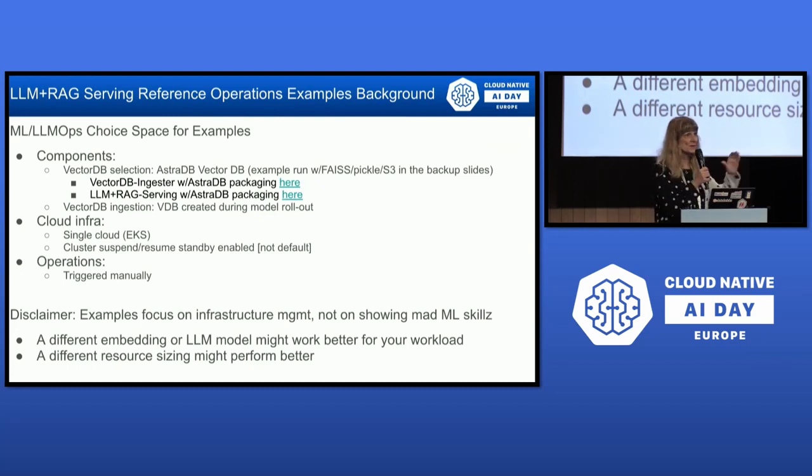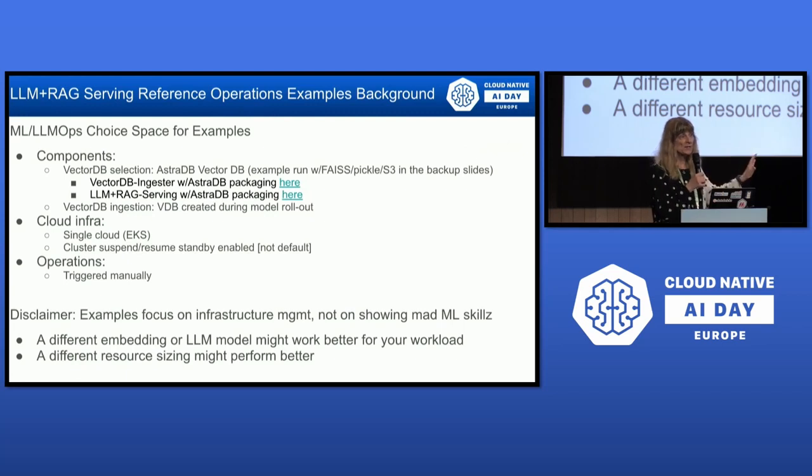We have two examples of using the approach that Dave described for multi-cluster Kubernetes along with a cluster scheduler, and making sure that all of the components can be managed properly for doing the model in production. So just some choices we made for the examples. We chose to use the AstraDB vector database rather than FAISS. It's not like FAISS won't work, and we have the same examples in backup slides in our talk, but we just thought in production, people may want a hosted database.